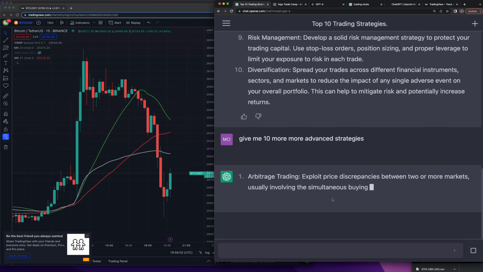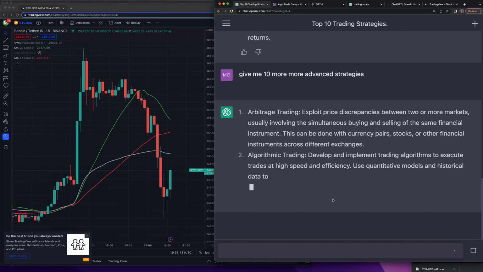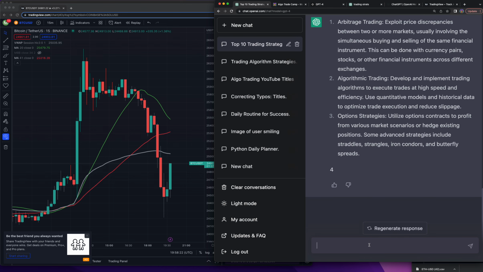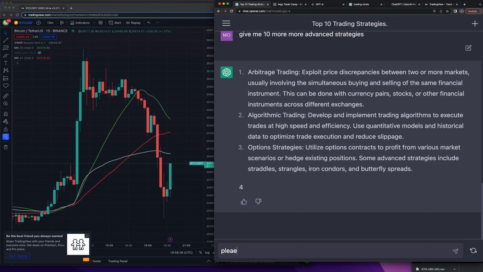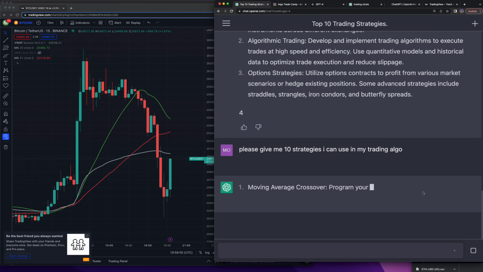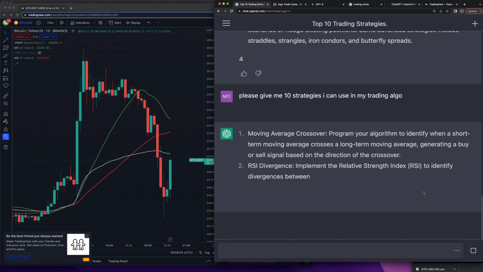So arbitrage trading, okay. That's cool. Familiar with that. Algorithmic trading. Interesting. Options strategies. Let's say, please give me 10 strategies I can use in my trading algo. Let's see what they have to say. So moving average crossover, okay, we can definitely build that. I've built that multiple times. RSI divergence, okay, so these are getting better, I feel like.